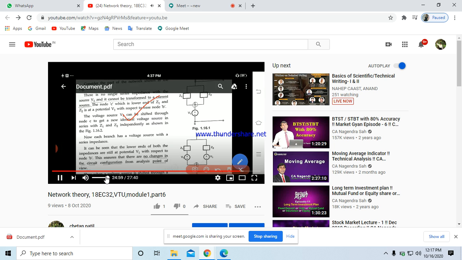If you have only one voltage and only one impedance, then you can convert it. But here you have two, so because of this it is not possible to convert the voltage source into a current source. To do that, you can do the shifting, and then you can convert the voltage source.